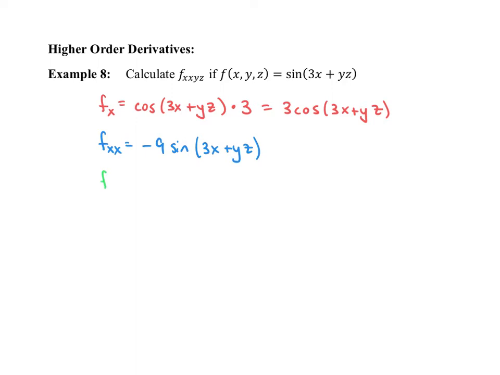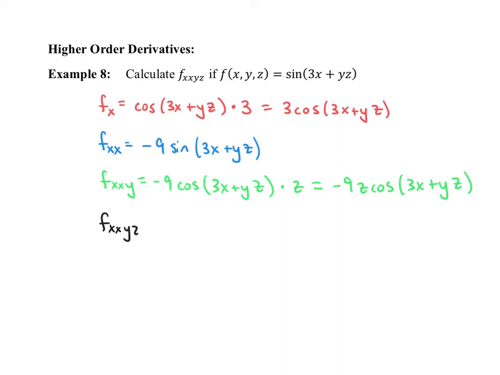Then we have our next derivative, which will be with respect to y. And so we'll have negative 9 cosine of 3x plus yz. And of course, on the inside, this time the chain rule will be based on the derivative with respect to y, so that would be times z. And I'll just rewrite that again so it's a little easier for our last derivative. All right, our very last one is going to be the derivative with respect to z.